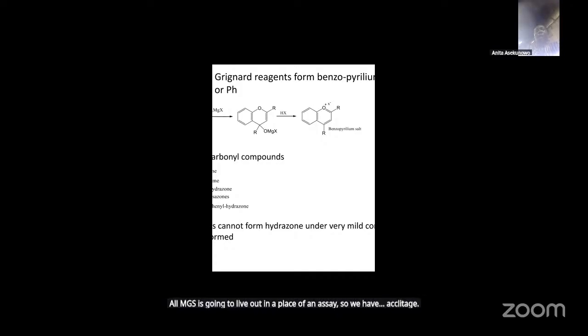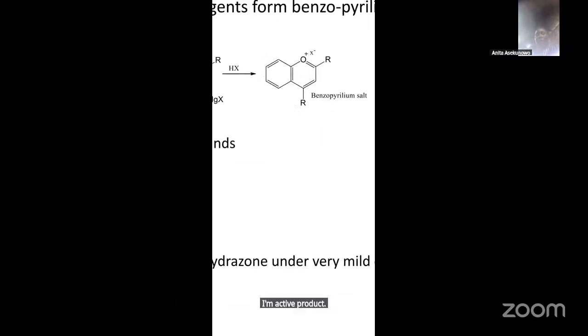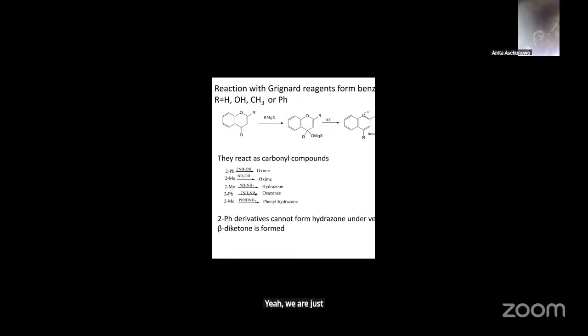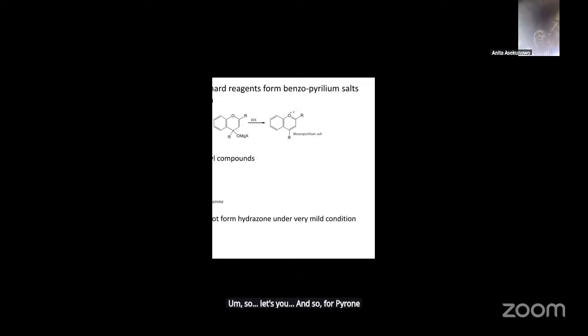So from the ketone functional group, we are going to end up with an alkylated product, forming benzopyrylium salts. So if a question is talking about the reaction of Grignard reagents, Grignard reagents are going to react with both 2-phenyl and 2-methyl benzopyrone to form benzopyrylium salts.